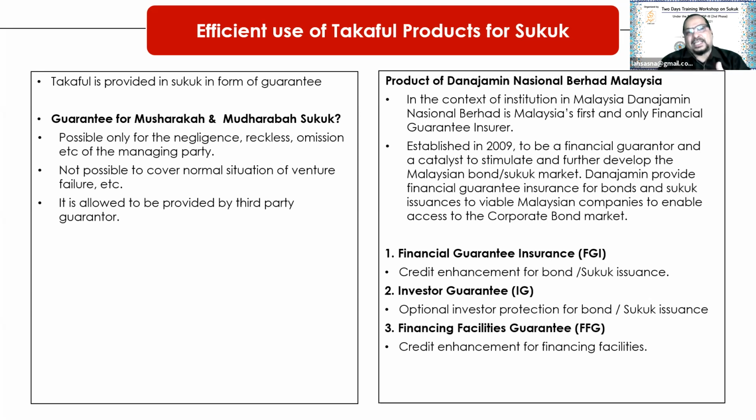So Dana Jami will come as a provider to give a guarantee for any potential losses that may be incurred during the duration of the sukuk. Then, because of that guarantee, the rating agencies like MARC, like RAM, like Standard and Poor's, like Fitch, like Moody's, will provide a very good rating for you. Then it will be easy for you to market those products. That's basically in practice.